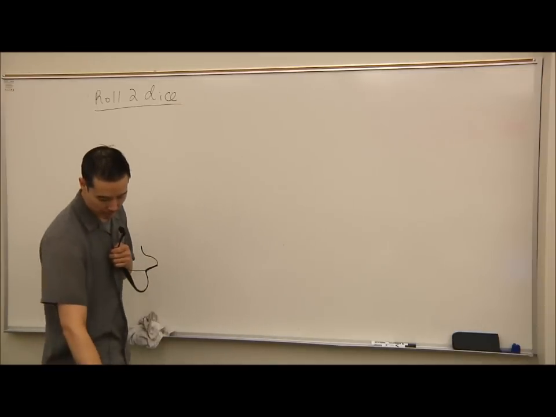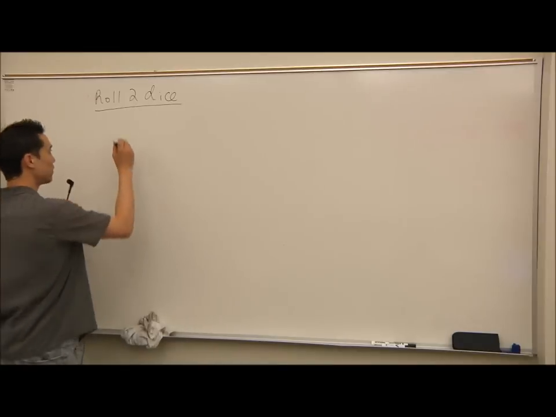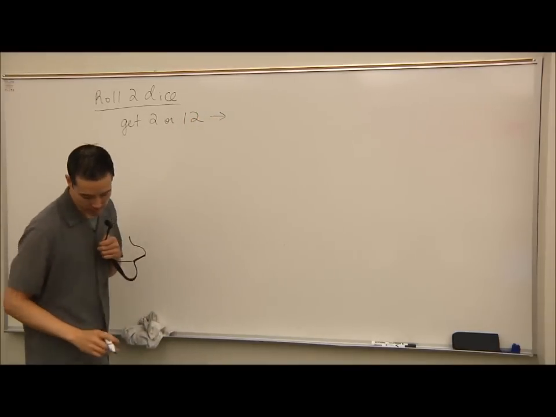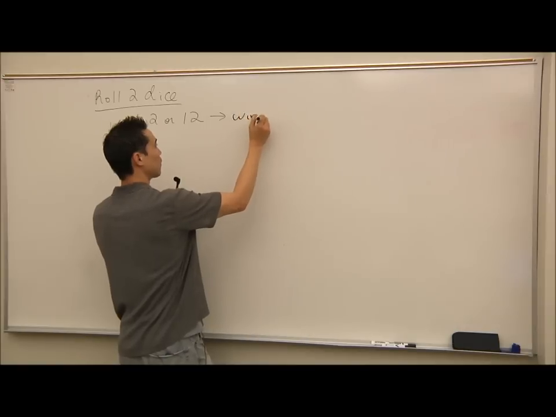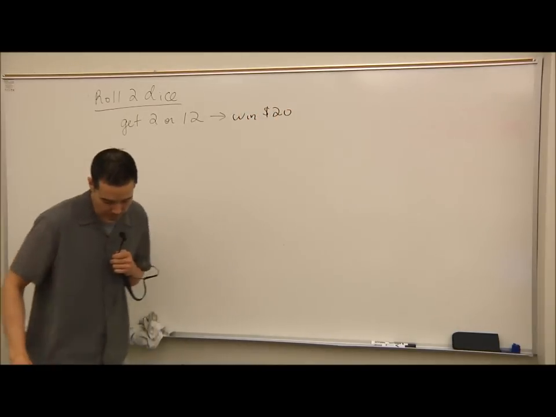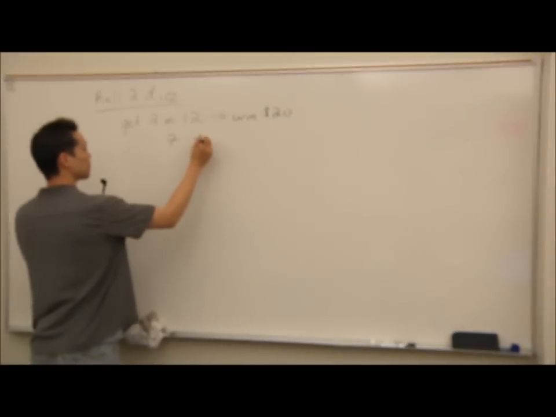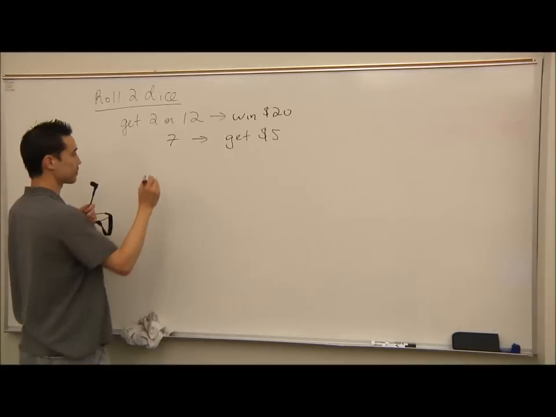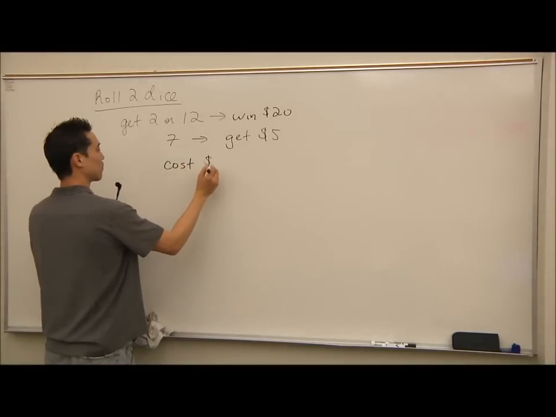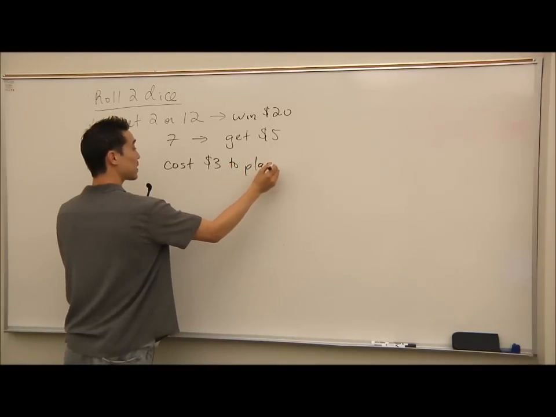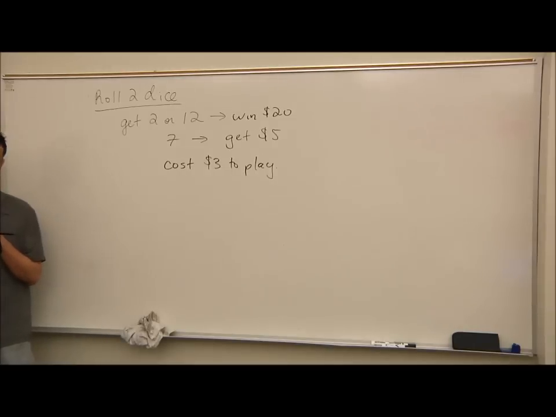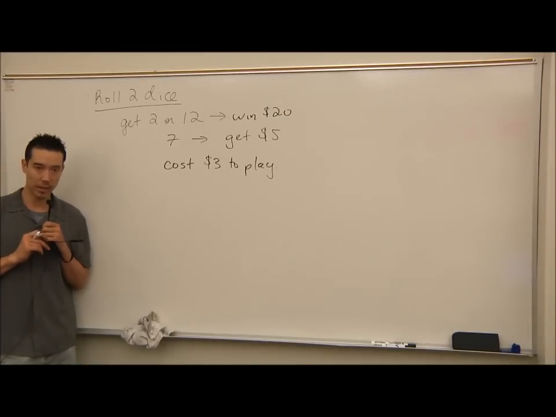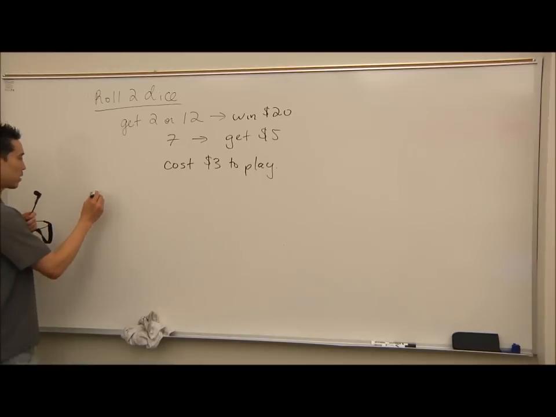Okay? If you get a sum of 2 or 12, you win $20. If you get a 7, you win $5. And it costs $3 to play. Okay, just like the last problem. Find the expectation of the game, and is it fair? First, you need to start with building your probability distribution table, okay? So I'm going to get you started on that.